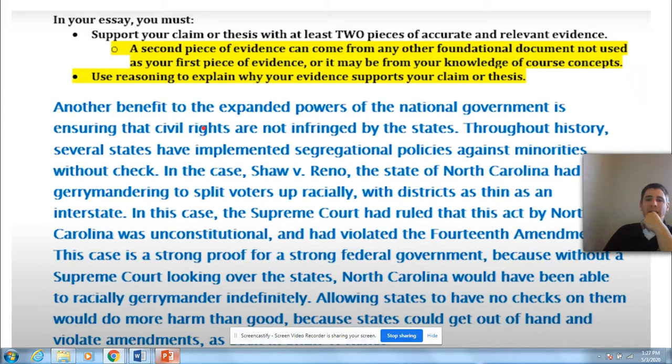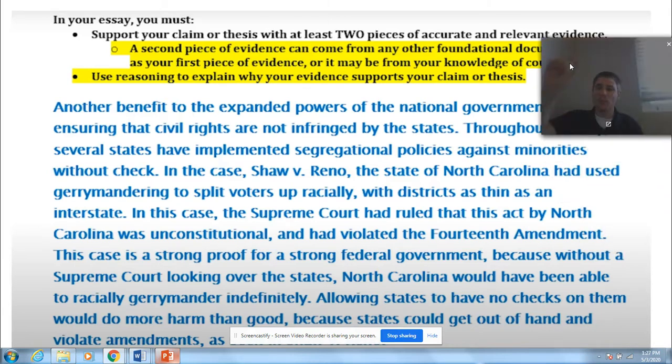Another benefit to the expanded powers of the national government is ensuring that civil rights are not infringed by states. Boom. They kind of gave an example. They haven't described a document, though, but they did talk about civil rights. Throughout history, several states have implemented segregational policies against minorities without checks. In the case Shaw v. Reno, here we go. They've identified a Supreme Court case. The state of North Carolina had used gerrymandering to split votes up racially with districts as thin as the interstate. They identified the state. Boom, that's a point.